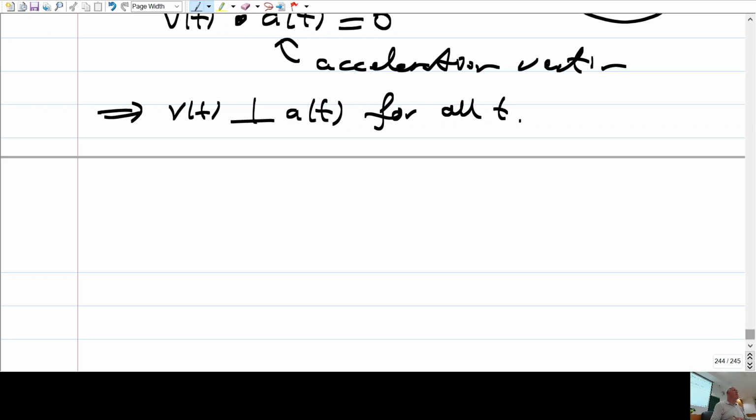Sure, sure. Acceleration is zero means you apply no force. In that case, of course, velocity doesn't change and speed doesn't change. So speed is constant. The velocity vector is still perpendicular to the acceleration because acceleration is already zero, right? Perpendicular means the dot product of the two vectors should be zero. If one of them is zero, then they are perpendicular.